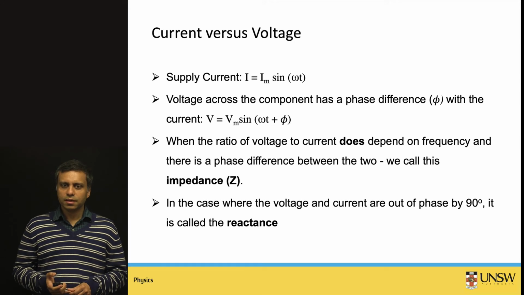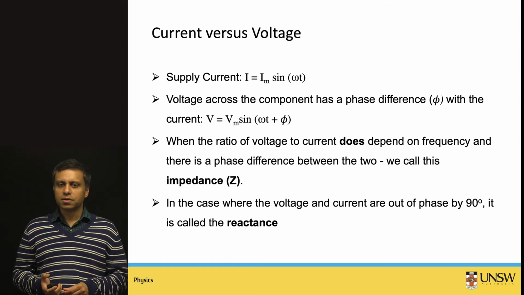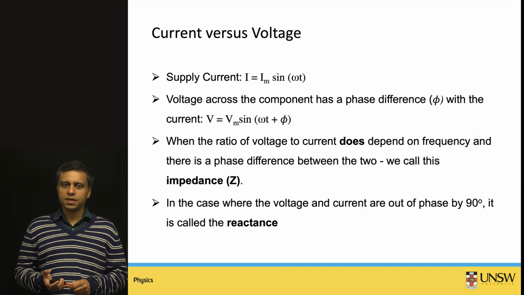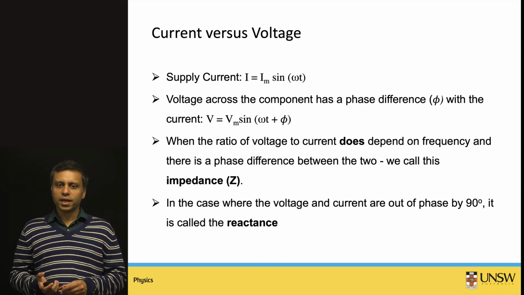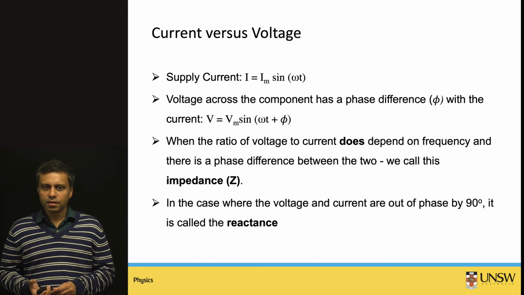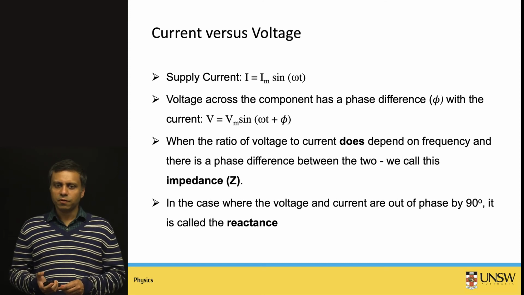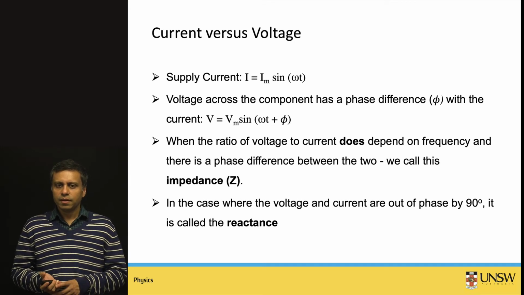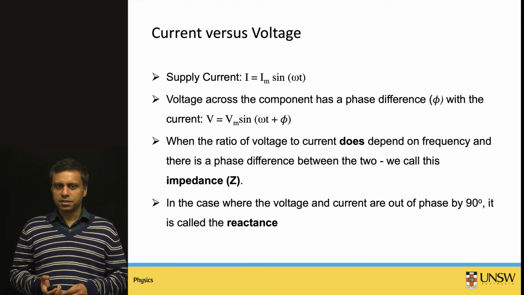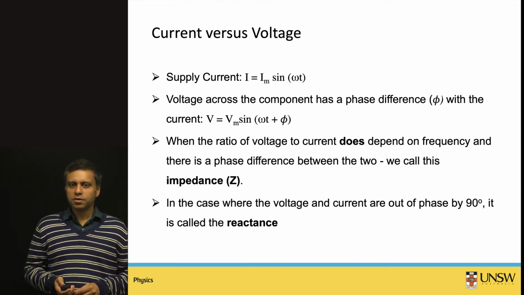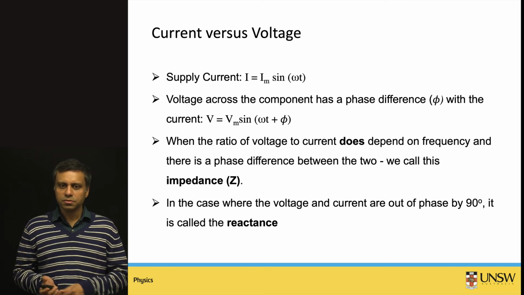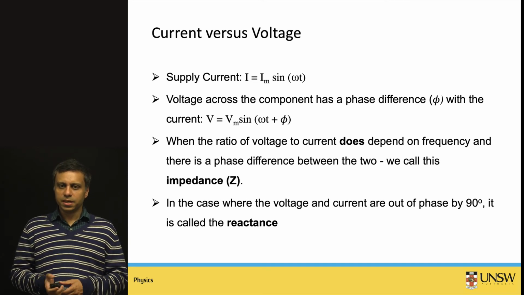The voltage drop across a component is given, in general, by an expression something like this: V equals Vm sine (omega t plus phi). Again, Vm is the peak voltage amplitude and omega is the angular frequency of the wave. But you have this additional term, phi, which is the phase difference between the two waves. When the ratio of voltage to current depends on frequency and there is a phase difference between the two, we call this the impedance.